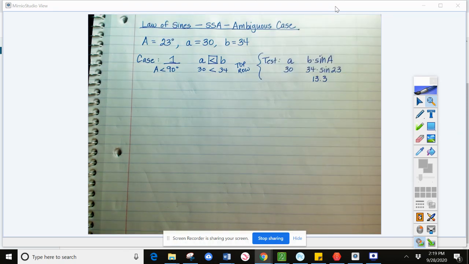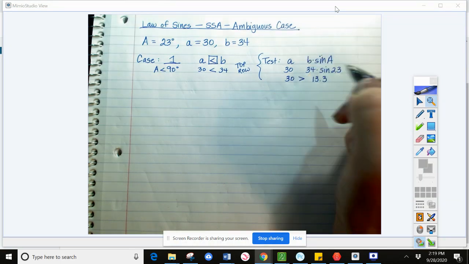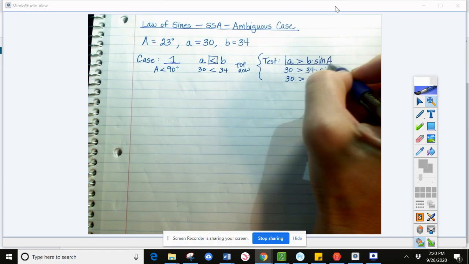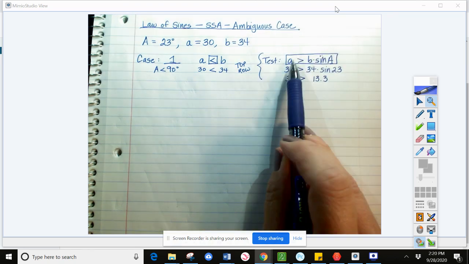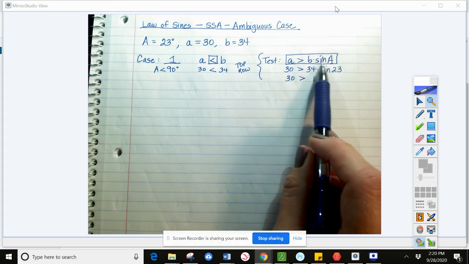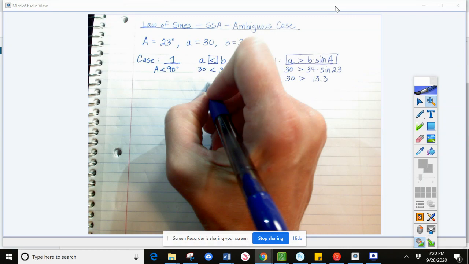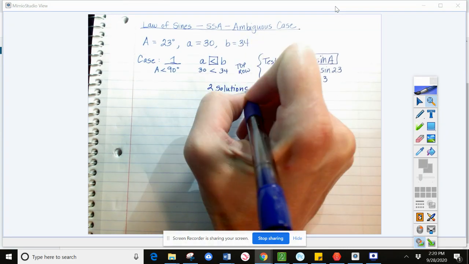Now, if we compare that to 30, 30 is greater than that. So that means we're looking for the column in the first row that shows what happens when the value of A is greater than B times the sine of A. Well, that's the very last column on the top row, and that means you're going to have two solutions. All right, now that you know that, what you want to do is actually start working it out.